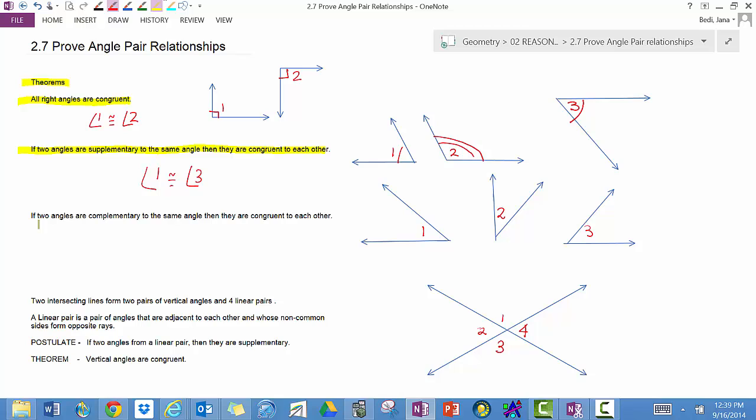Similarly, if you have two angles that are complementary to the same angle, so we have angle 1 and angle 2 are complementary, and angle 3 and angle 2 are complementary, we can conclude that angle 1 is congruent to angle 3. Some theorems have names and some don't, so I just prefer not to use the names. Just remember the words. You don't have to remember them word for word, but as long as you get the gist of it.